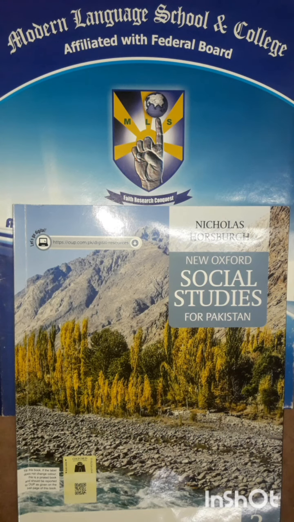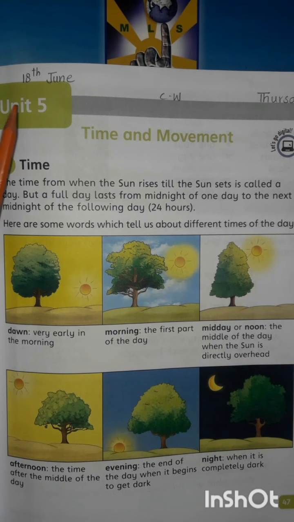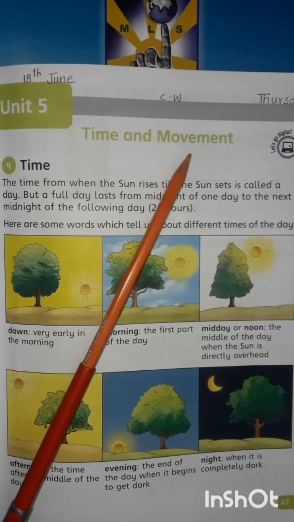Page number 47. Write date and day on top of the page. Unit 5. Time and movement.